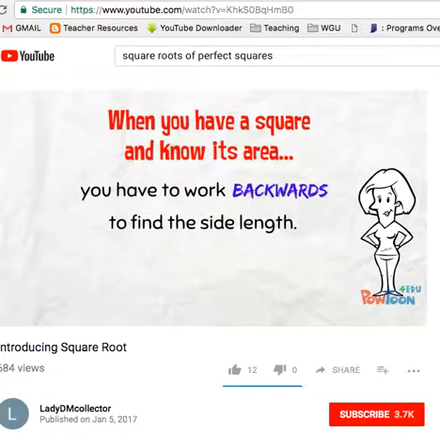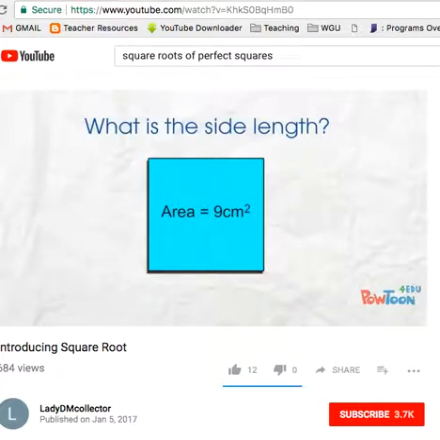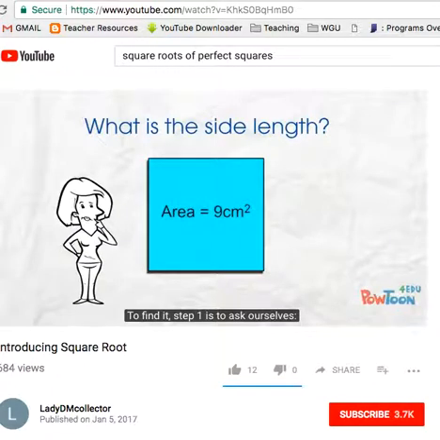When you have a square and you know its area, we're going to work backwards. So if this square has an area of 9 centimeters squared, we say what number times itself is going to give us 9 centimeters squared.